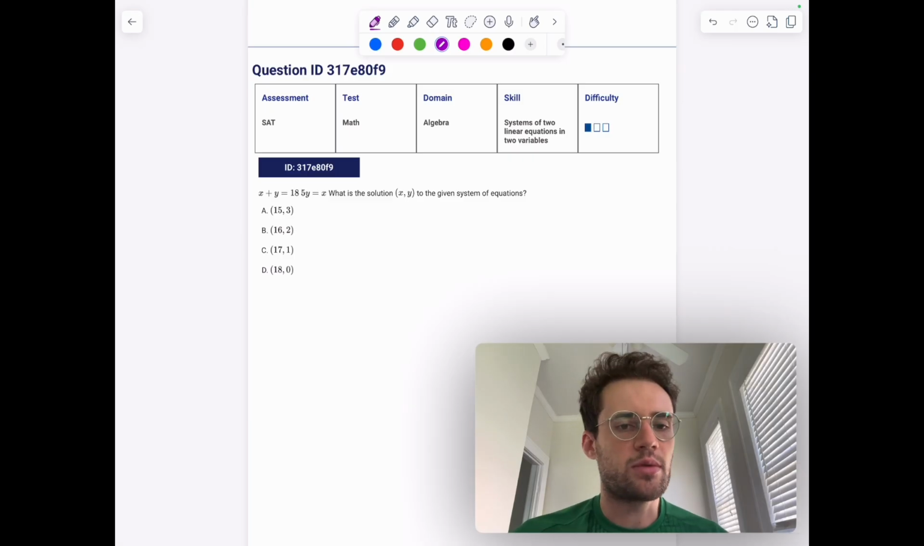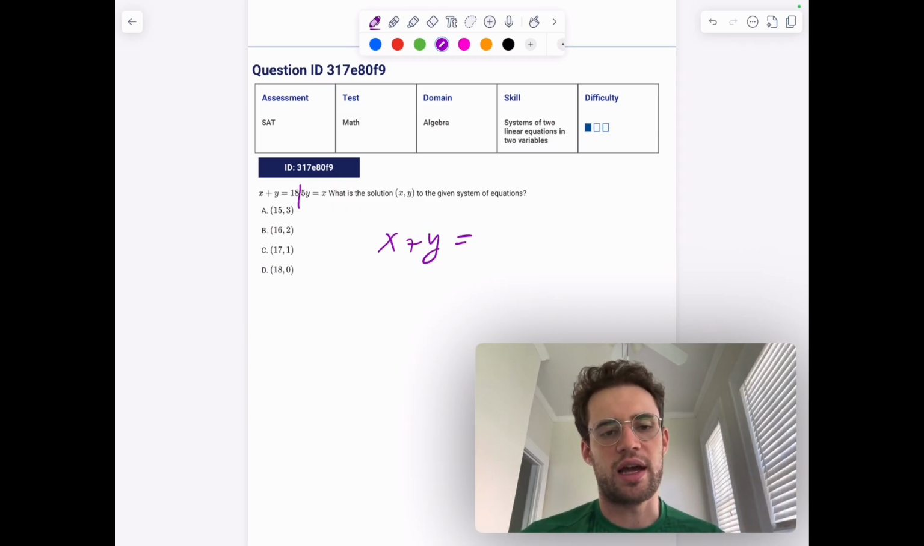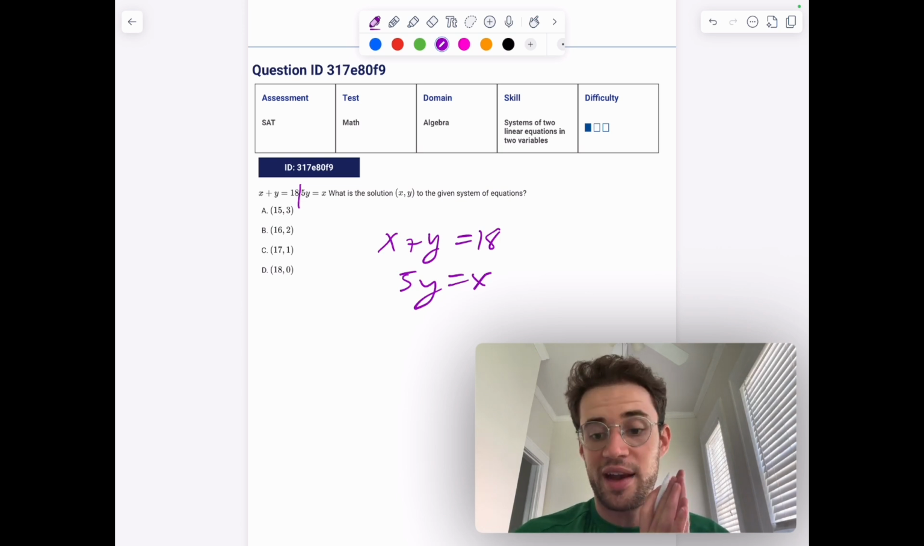x plus y equals 18, and then 5y equals x. I'm just putting that line to separate the two equations. They should be writing it as two different lines, like this and like this, but hopefully on the actual test that shows up, they'll have fixed that formatting issue.